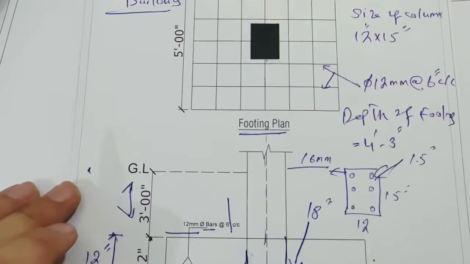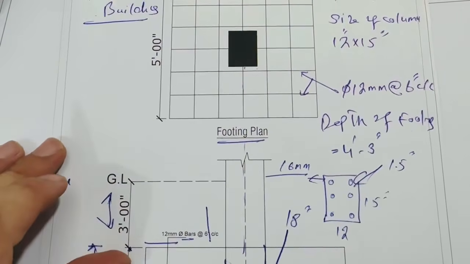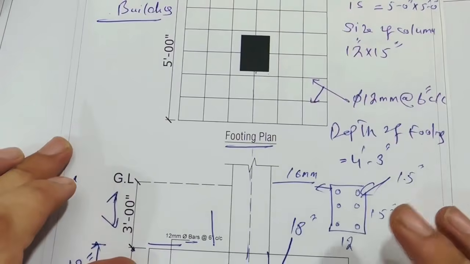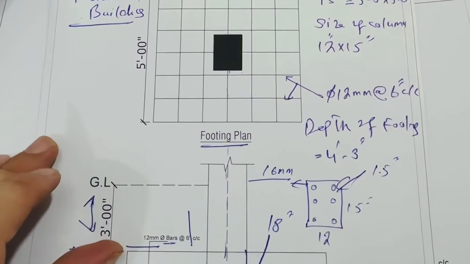In the next video, I will guide you for a 4 to 5-story commercial building, what should be the size of the footing, and also I will guide you on the bearing capacity of soil.